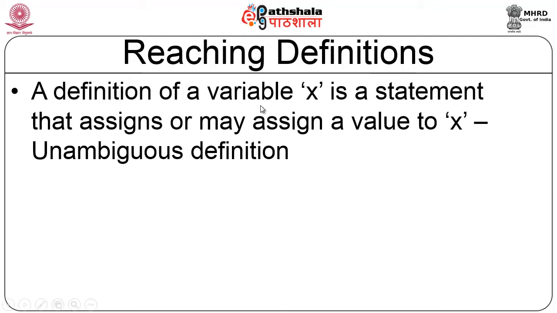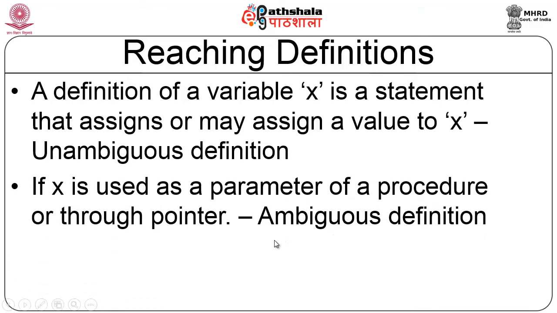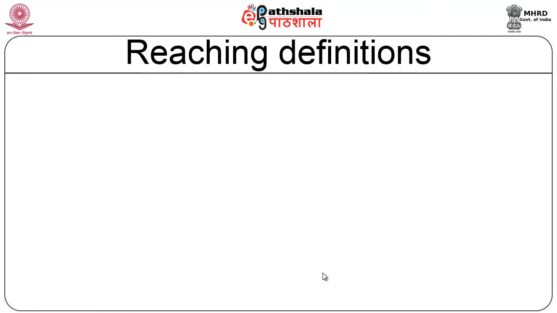Formally stating, a definition of a variable x is a statement that assigns or may assign a value to x, and this is called an unambiguous definition. If that is an unambiguous definition, then there should be an ambiguous counterpart. If x is used as a parameter of a procedure or through a pointer, then this definition is said to be an ambiguous definition. That might lead to some inconsistency of values, and therefore it is called an ambiguous definition.